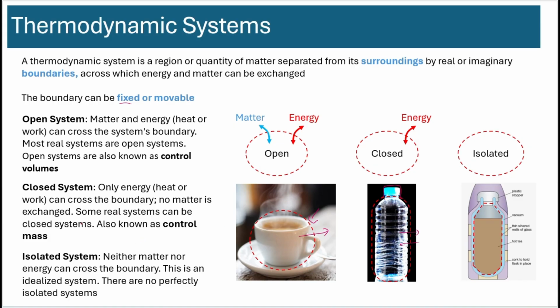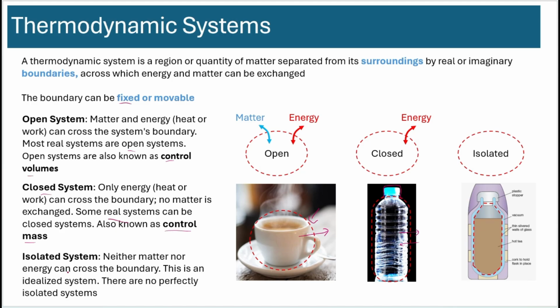So this also happens in real systems, even though not as commonly as open systems or control volumes. There are still a lot of real systems that fall under the category of closed system. They're also known as control mass. This one is known as control volume, the open system. You could refer to a closed system as a control mass because there's no change in mass.